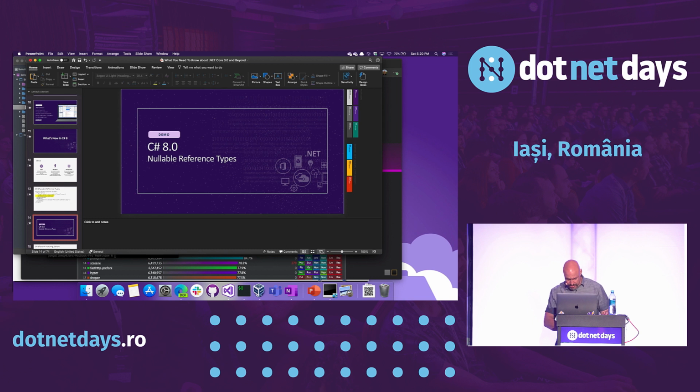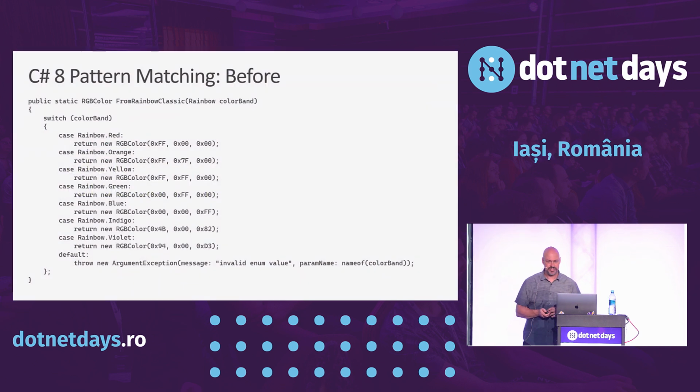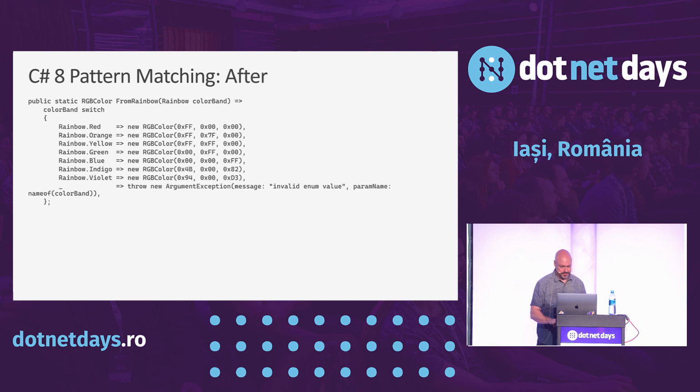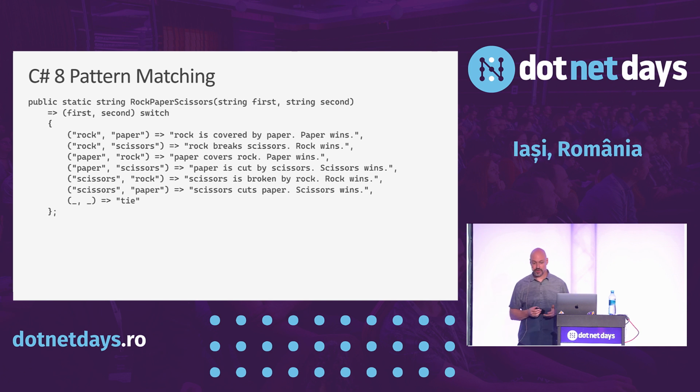All right. So another neat thing is pattern matching. I've just got some examples here. Here we've got a switch statement where we're switching based on a lot of different colors. Case of this, return this, case of this, return this. We can simplify this quite a bit by bringing in pattern matching. Here we're able to do a much cleaner switch statement. Here's a few other examples. Here's a switch statement where we're switching on a property of the location, and based on that, we're setting a sales price. And then one other fun one is switching on a tuple, and based on the tuple settings, it's returning a response.